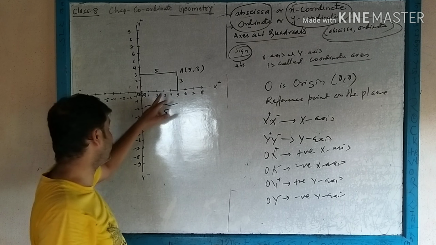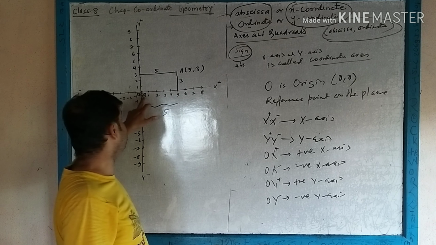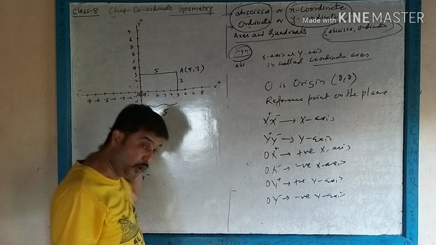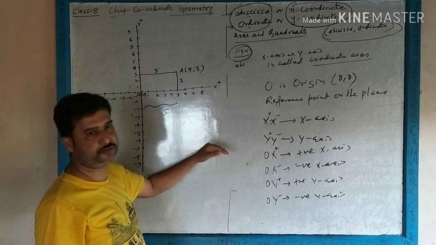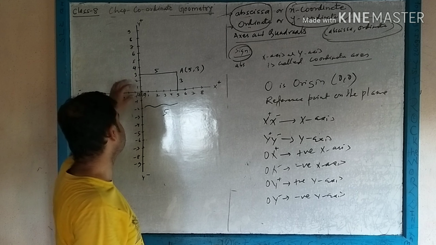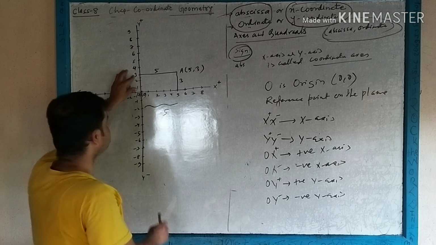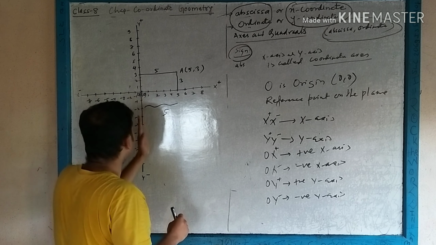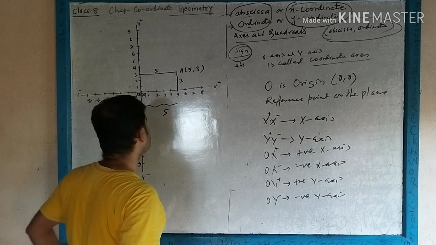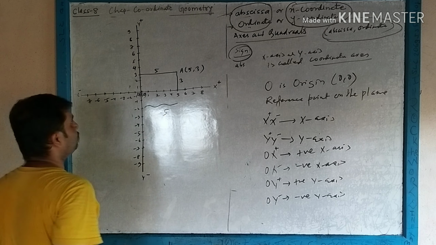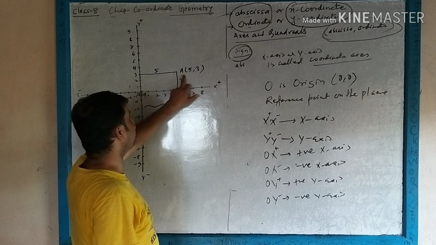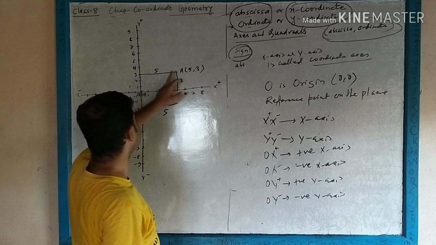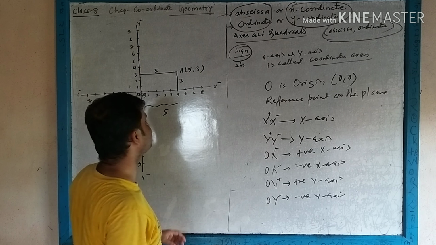From the origin, the point A is 5 units far along the x-axis. You should not forget to say along the x-axis. The point A is 3 units far from the origin along the y-axis. That's why you can say the point A is 3 units far from the x-axis, and the point A is 5 units far from the y-axis.